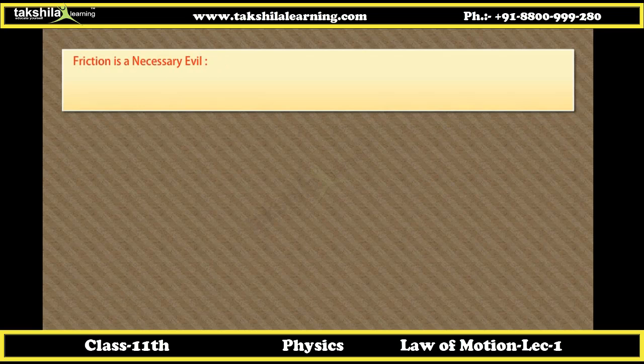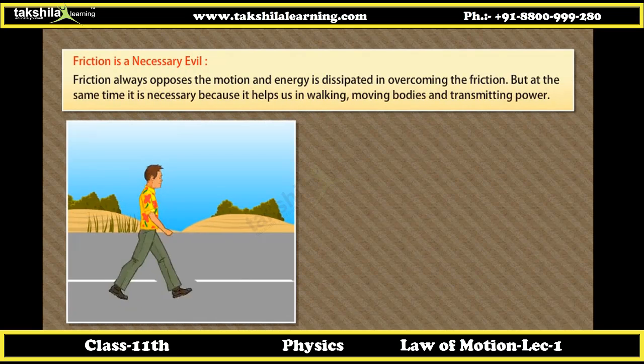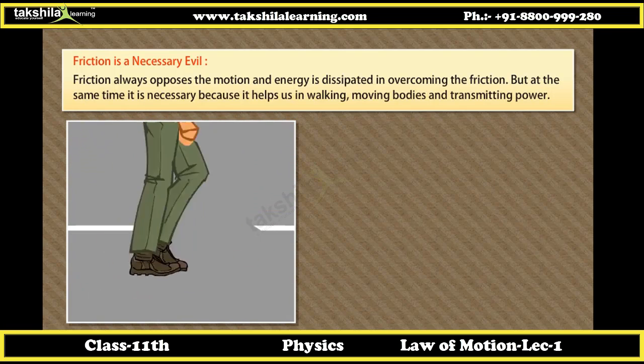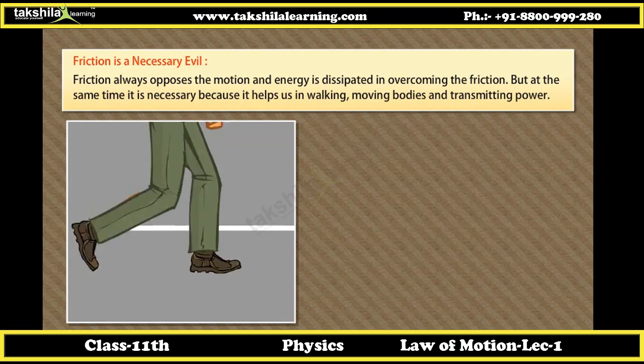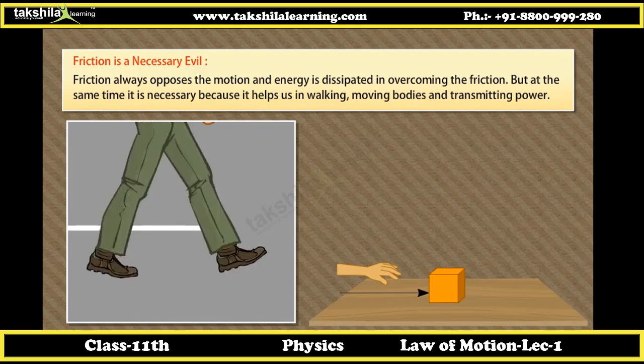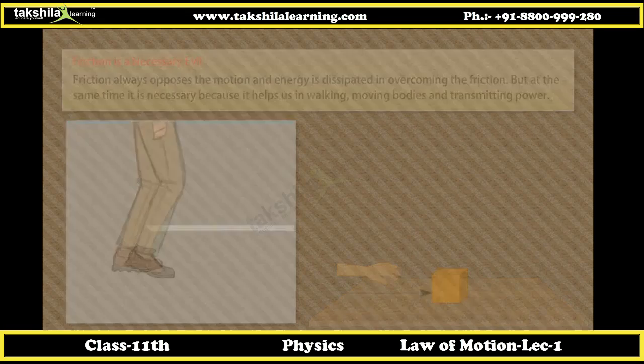Friction is a necessary evil. Friction always opposes the motion and energy is dissipated in overcoming the friction, but at the same time it is necessary because it helps us in walking, moving bodies and transmitting power.